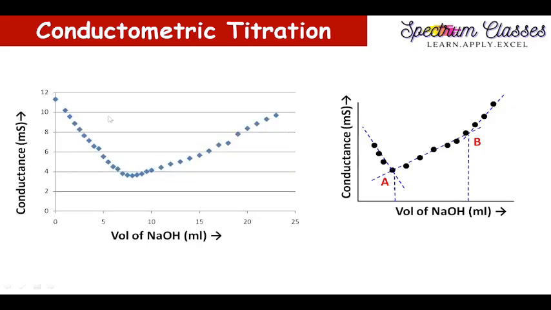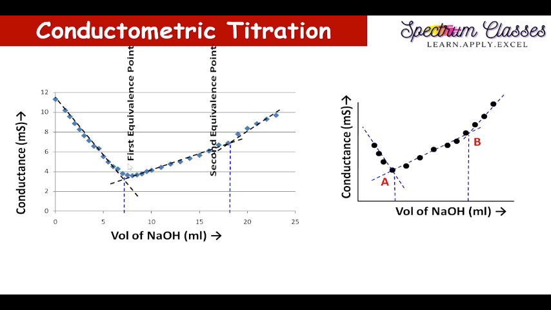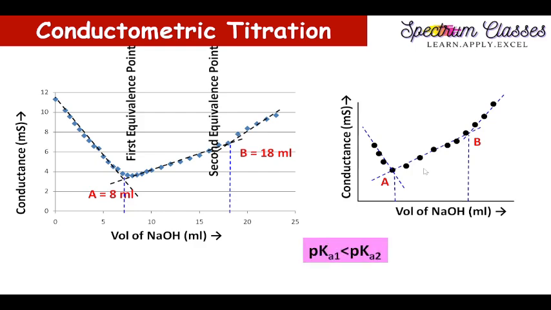Now we are going to calculate with the help of this graph. From the readings we have this kind of graph, and if I draw the lines, we get this. If I draw the perpendicular on the x-axis, that is volume of NaOH, then we get the first equivalence point and the second equivalence point, and we can determine the volume consumed for each. Here it is 8 ml and 18 ml. I have also shown oxalic acid versus pH; this is the oxalic acid versus NaOH conductometric titration, so you can go and check that also.